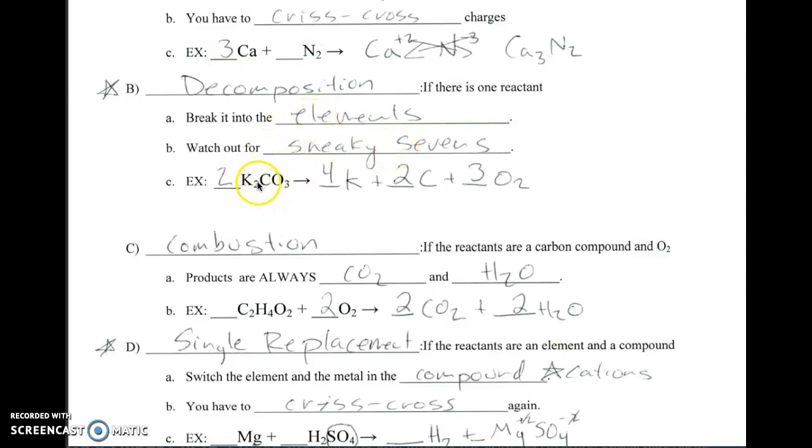But all we're going to do is we're just going to break it into the elements and watch out for sneaky sevens. So I got potassium carbonate here, K2CO3. I'm going to break up the K, the C, and the O into their elements. And then watch out for sneaky sevens. Is K a sneaky 7? Nope, no 2. Is C a sneaky 7? Nope, no 2. Is O a sneaky 7? Yep. Gets a 2 subscript, and I have to balance.